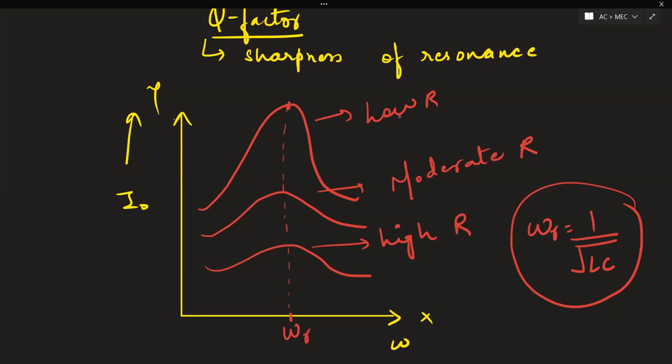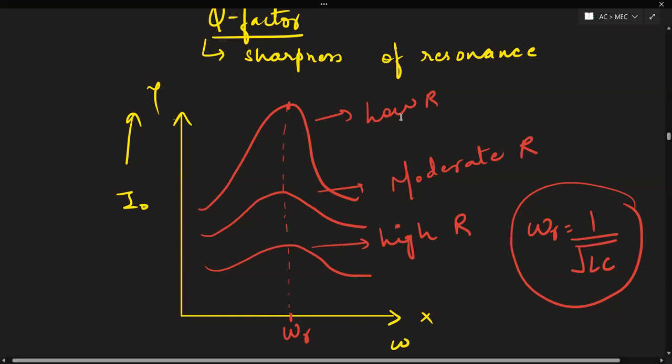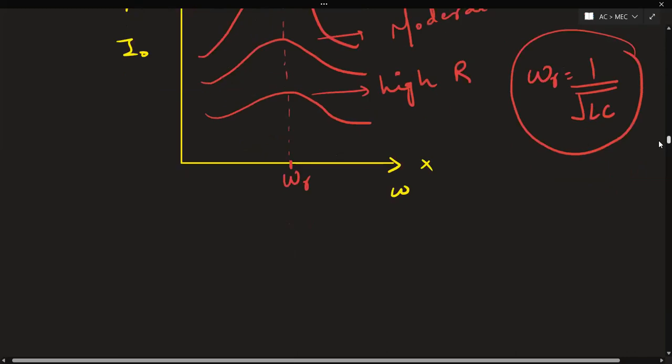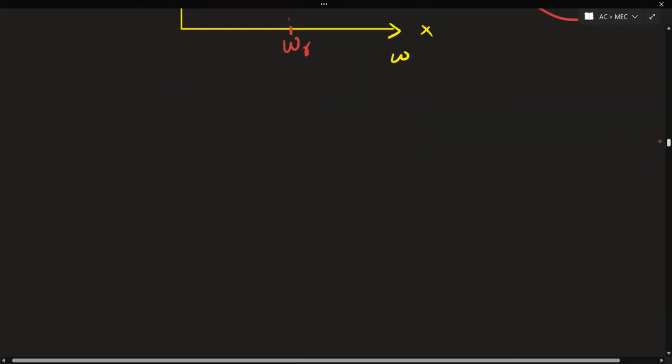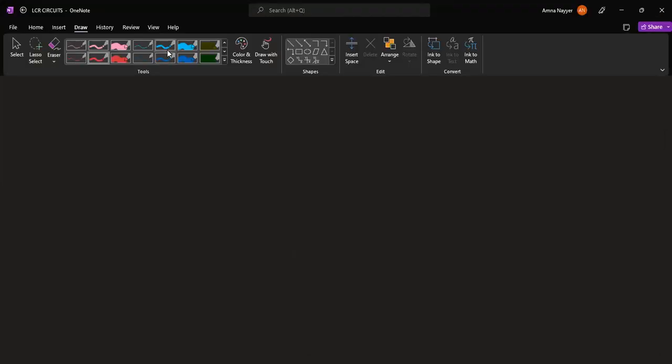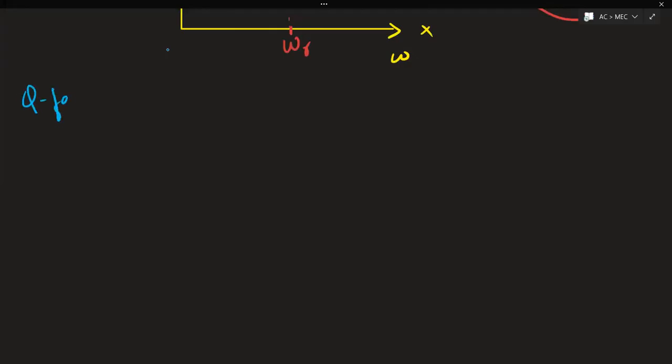This is comparatively a flat graph. So the sharpness of this resonance is measured by the coefficient that we call the quality factor, or the Q factor. This is just for your understanding. For that, let me tell you the actual definition of the Q factor.